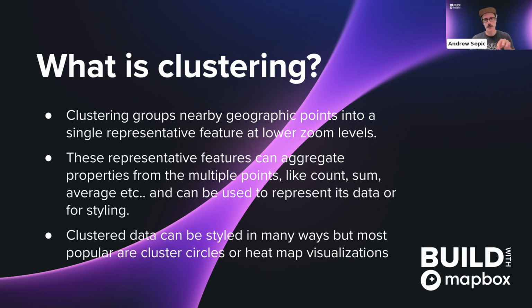By clustering these groups of nearby geographic points, we can see and aggregate properties from across those points, like a count of how many points are there, or if those points actually have feature data like prices, we could aggregate a sum or an average of those prices in a point cluster, and we can use that data to represent it and style it differently in our map. Clustered data can be styled in a lot of different ways, but a popular way is using cluster circles or heat map visualizations. We'll look at both of those today.